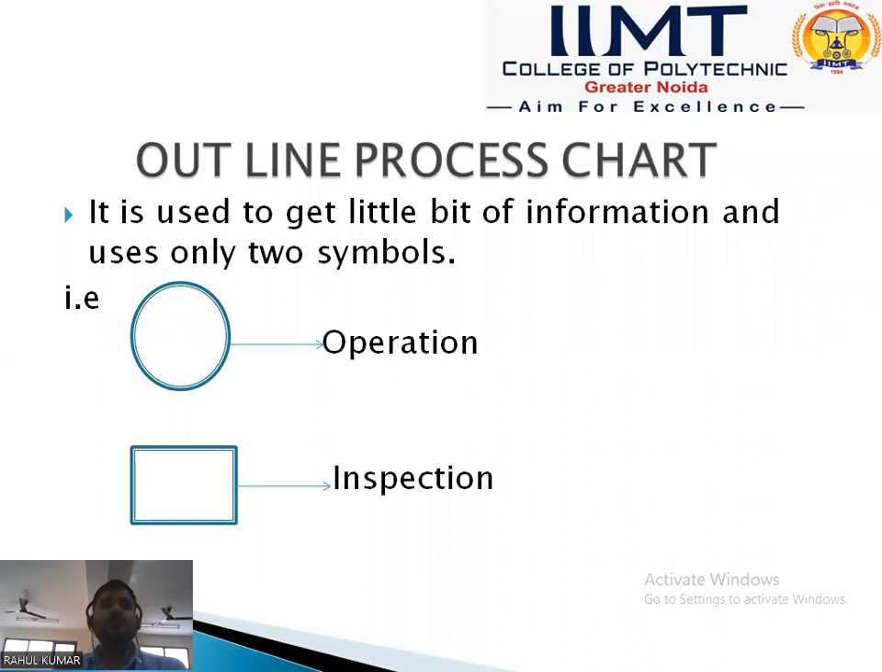Okay, now we are going to discuss the outline process chart. Basically, the outline process chart is used to get a little bit of information and uses only 2 symbols: operation and inspection. So whenever we need a little bit of information and want to show it in our process chart or in a method study, we use the outline process chart.